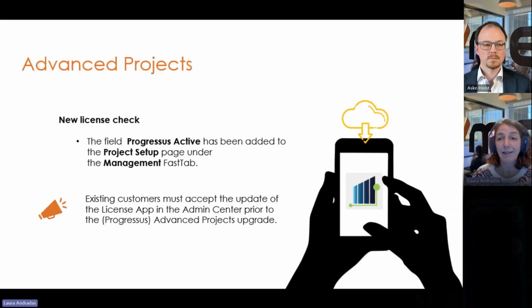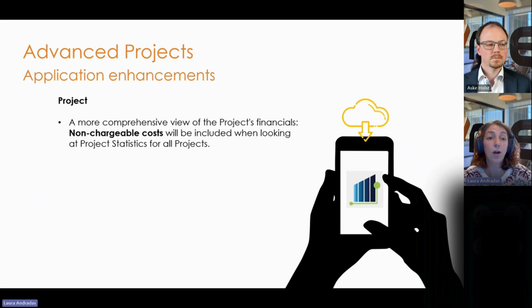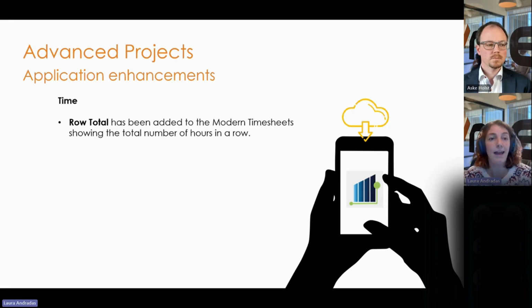So let's start with the advanced projects. Here there's something worth mentioning, and it's that there's a new license check, which also affects existing customers. That means that you must accept the update before the advanced projects upgrade. In terms of project, now non-chargeable costs are also displayed so that you can get a better overview of the project's financials. And regarding time, the row total has been added to the timesheet.